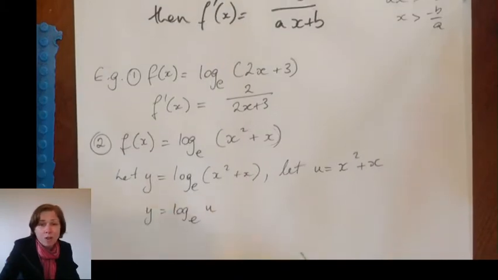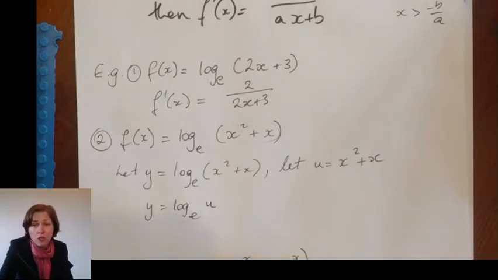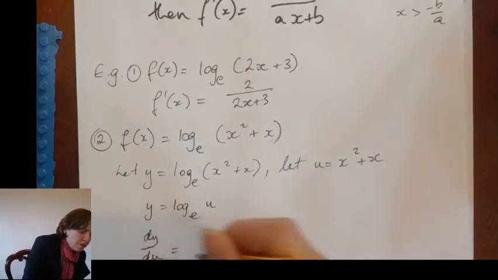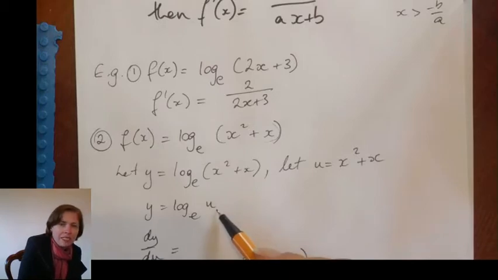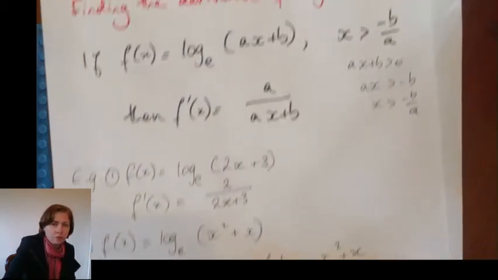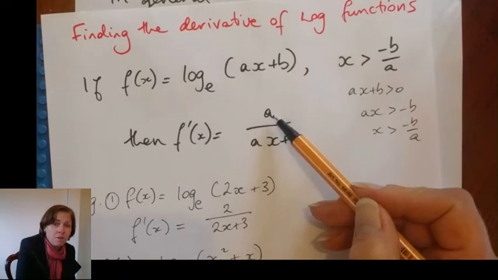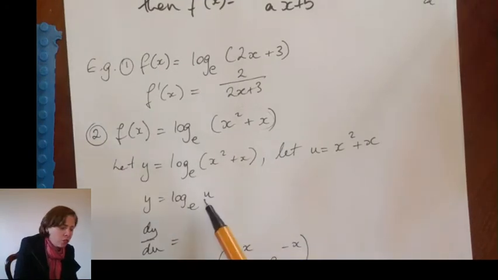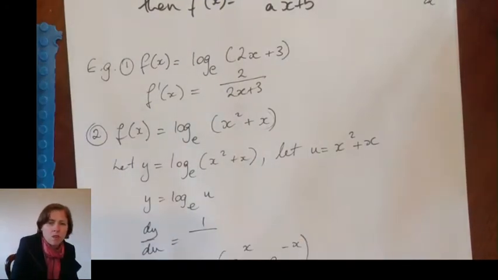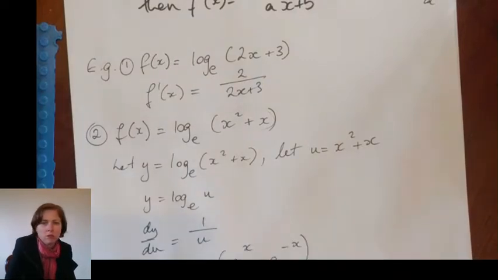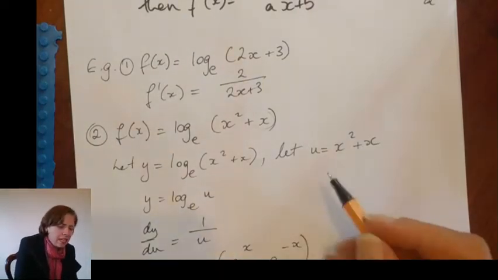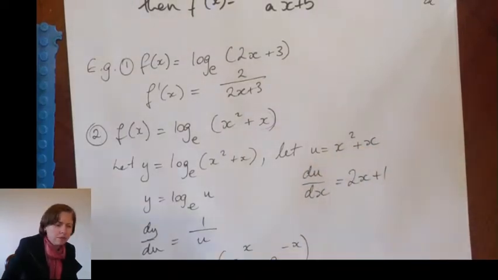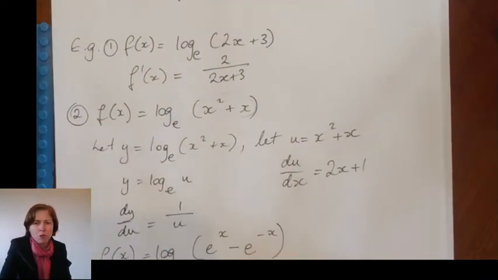Okay. Now I need to find the derivative of y with respect to u and the derivative of u with respect to x. dy du equals, let's have a look, log base e of u. If I look at my rule, I'm going to have the coefficient of the linear function divided by the original function. All right, what's the coefficient of u? It's 1. What's the original function inside here? It's u. I'm done. Now I need to find du dx. Du dx is 2x plus 1. Okay, I didn't leave myself enough room here, but we'll squeeze it in.